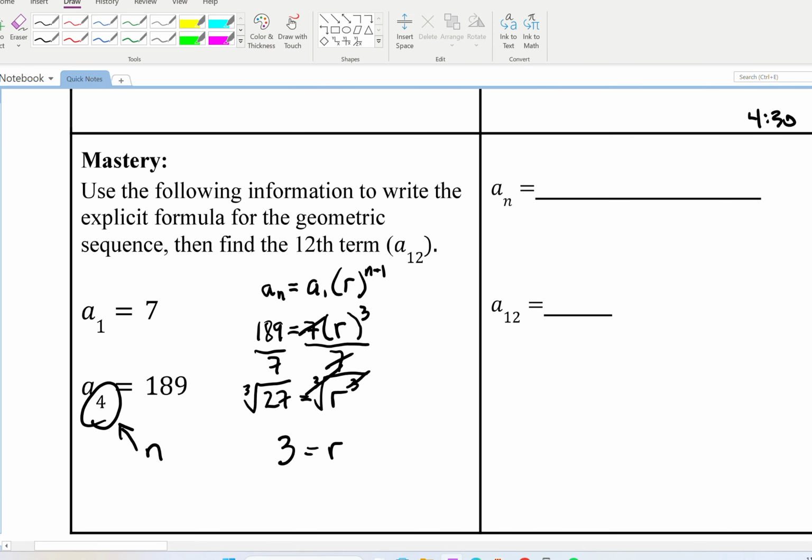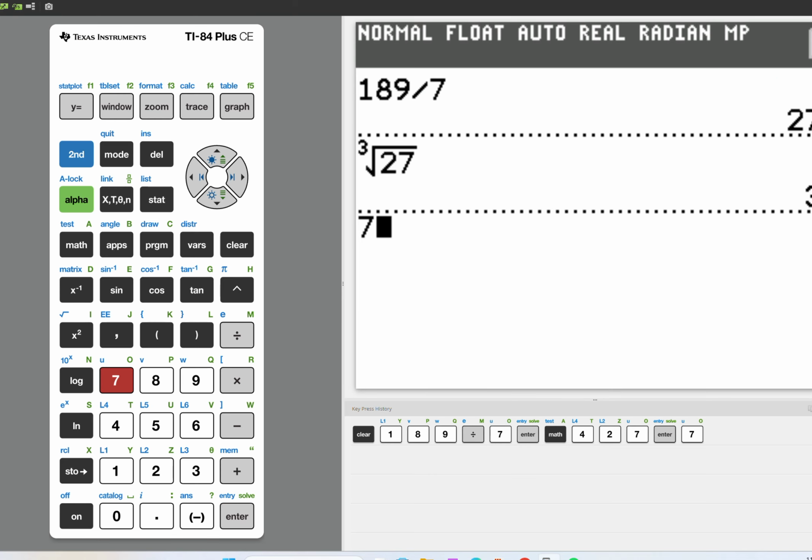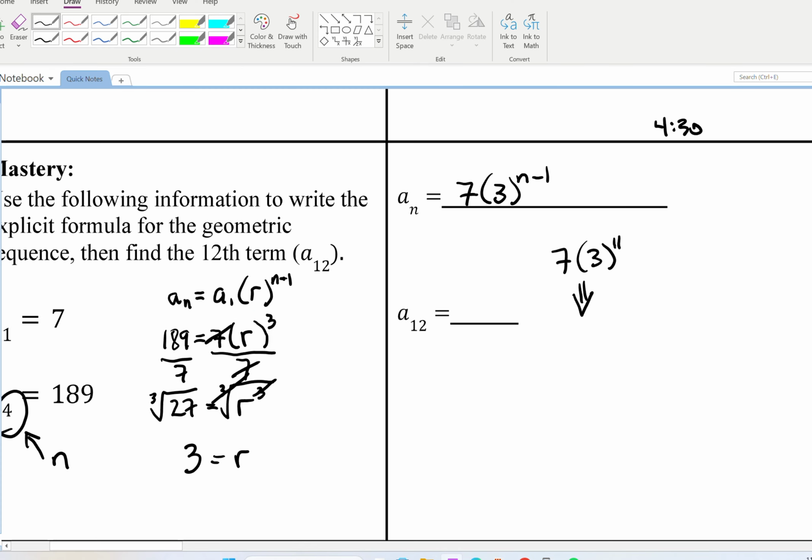Now, the formula then is a sub 1, which is 7, times 3 raised to the n minus 1 power. And if I want the 12th term, then this is 7 times 3 raised to the 12 minus 1 power, or the 11th power. And this would give us 7 times 3 raised to the 11th power equals 1,240,029.